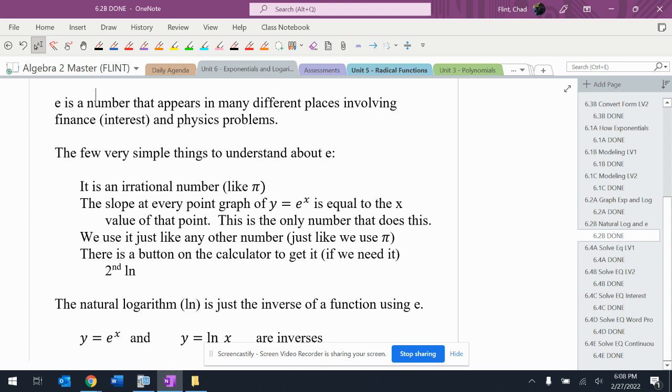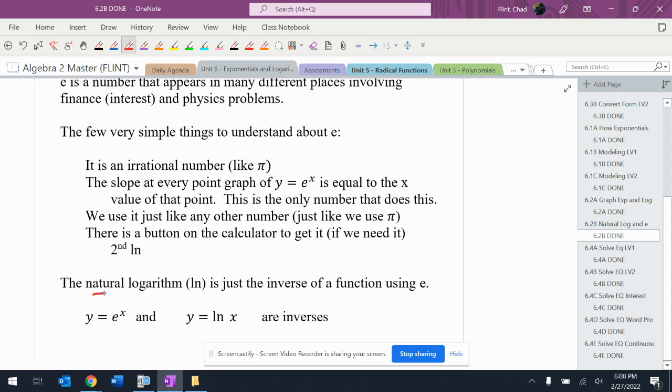There's also a natural log. A natural log, because there's the log base 2 and a log base 3 and a log base 4. The natural logarithm, which is right here, is log base e. That's what that is right there, the natural logarithm. And these are inverses of each other.